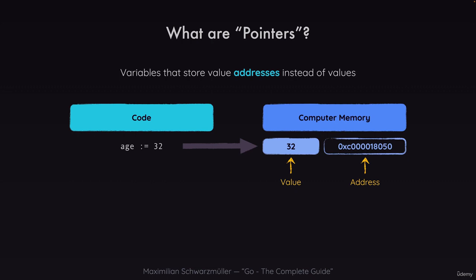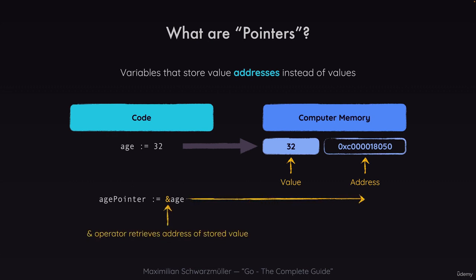And every value you use in Go is, at least for a short period of time, stored somewhere in your computer's memory. Now, a pointer is a variable where you don't store a value, but where you instead use this special ampersand operator, a single ampersand symbol, to get and store the address of a value instead of the value itself. So now age pointer would contain the address as a value.